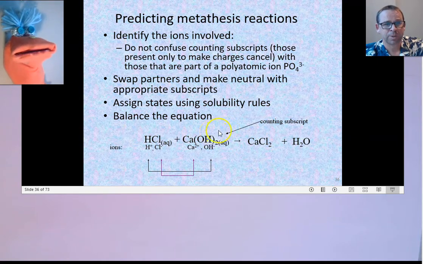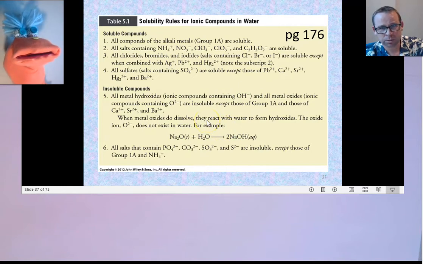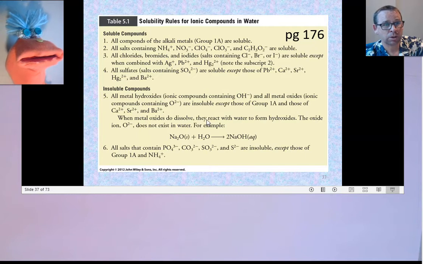Very good. Okay. Now, our solubility rules need to be understood well, because they're going to tell us whether a precipitation reaction is going to occur. So let's look at our solubility rules. Let's have a little review of them. You have yours with you, don't you?